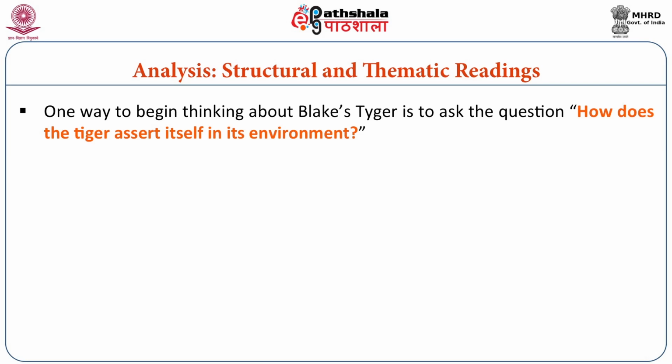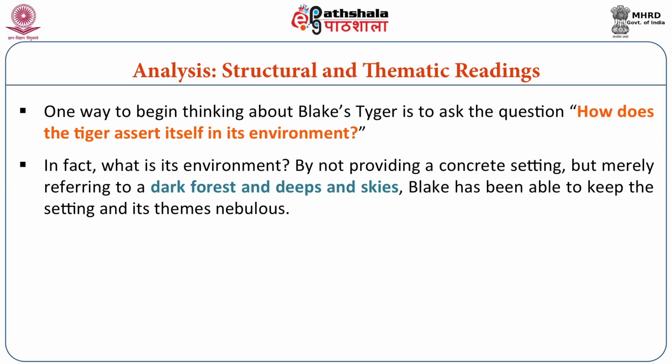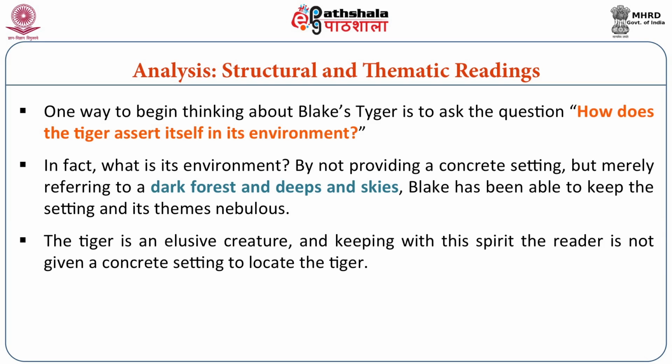One way to begin thinking about Blake's tiger is to ask the question, how does the tiger assert itself in its environment? In fact, what is its environment in the first place? By not providing a concrete setting, but merely referring to a dark forest and a deep sky, Blake has been able to keep the setting and its themes nebulous and mysterious. The tiger is an elusive creature, and keeping with the spirit, the reader is not given a concrete setting to locate the tiger.